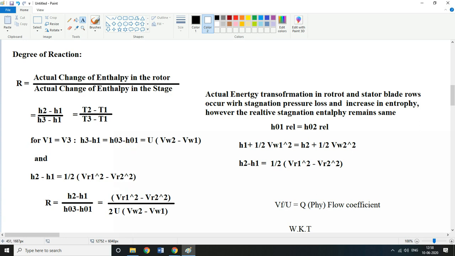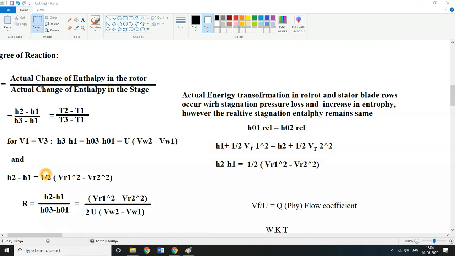Now the stagnation change is directly equal to the work done in the given stage, which is given by U into the tangential component of V in the second minus the tangential component in the first. So now we have a substitution for H3 minus H1, that is T3 minus T1, and then H2 minus H1. We'll look at what is happening to H2 minus H1. That can be written in terms of relative velocity. We know actual energy transformation in rotor and stator blade rows occurs with stagnation pressure loss and increase in entropy. However, the relative stagnation enthalpy remains the same.